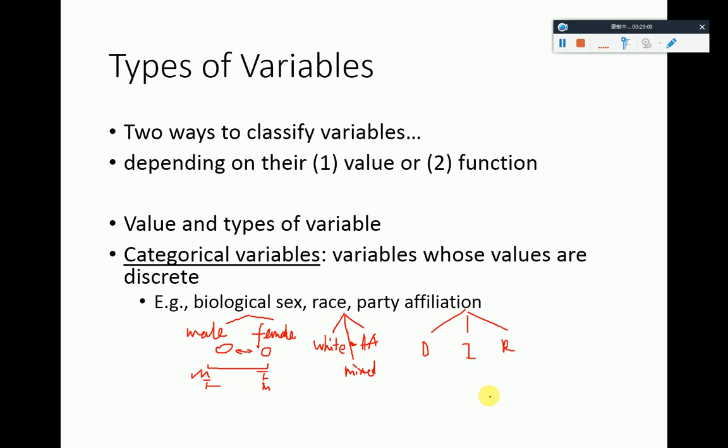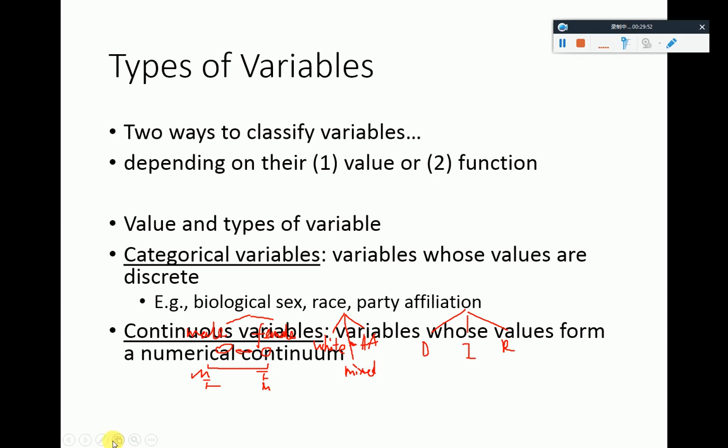In most cases, on most issues, Democrats disagree with Republicans, with independents in the middle. They're middle of the roaders. Again, these people are mutually exclusive, non-continuous, so they're discrete. So that's why we say that these variables are categorical variables. They have values, male, female, white, African American, Democrat, Republican, that belong to different categories. That's why we call them categorical variables. Okay?